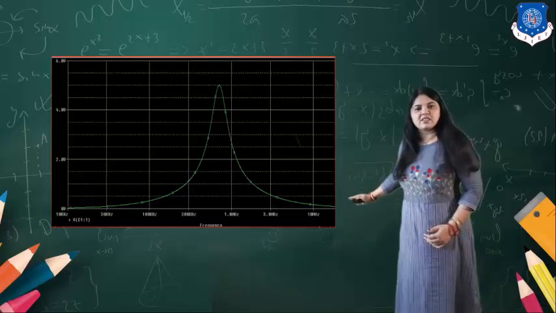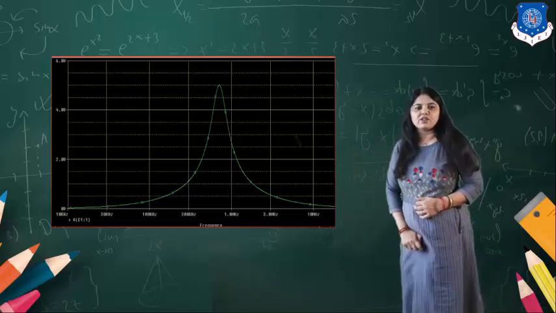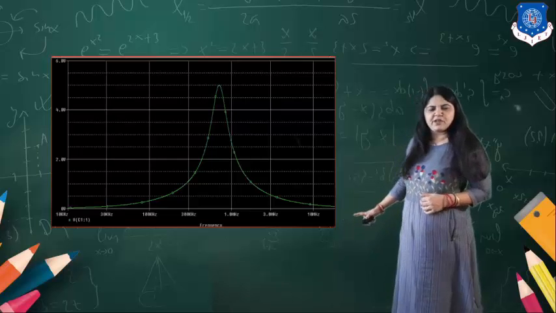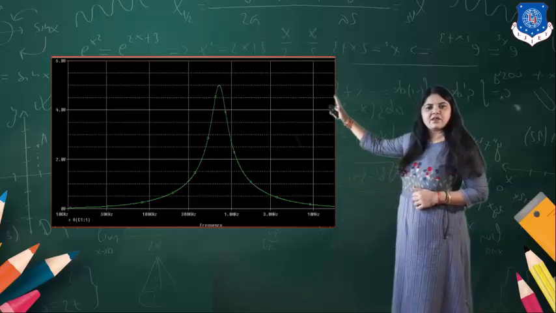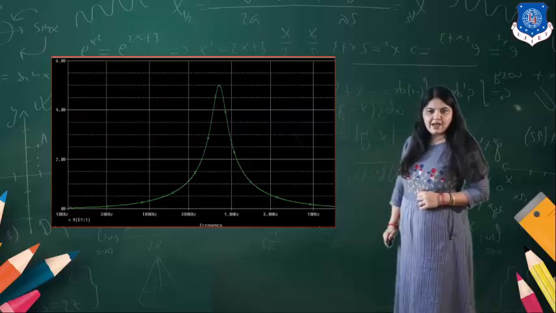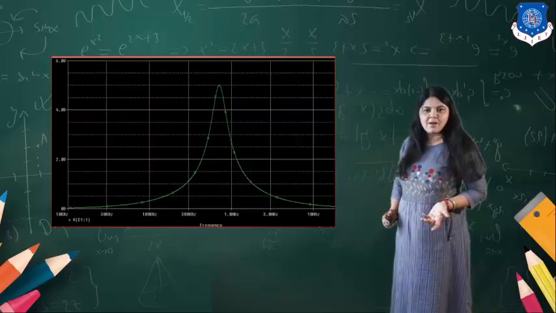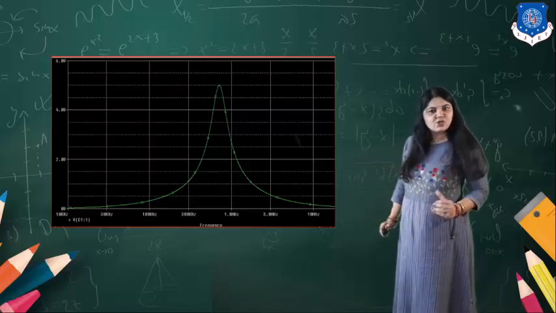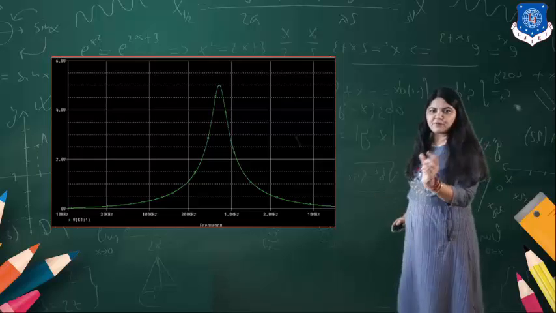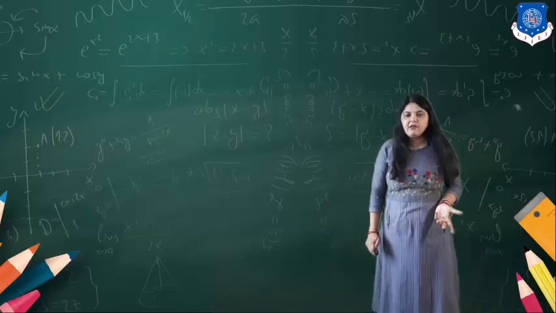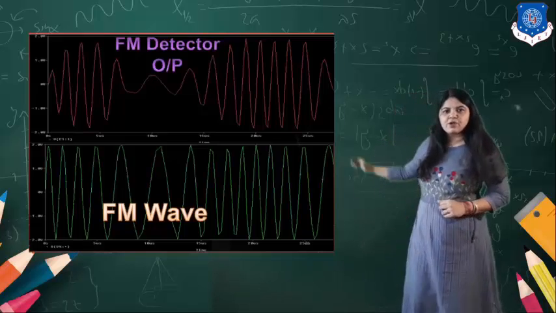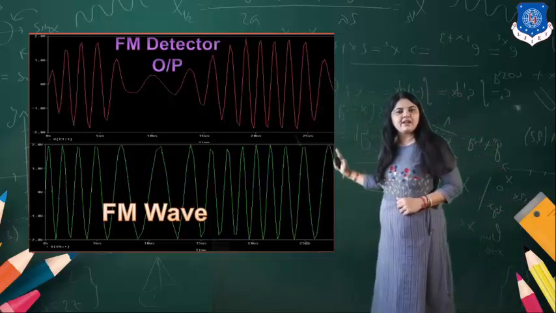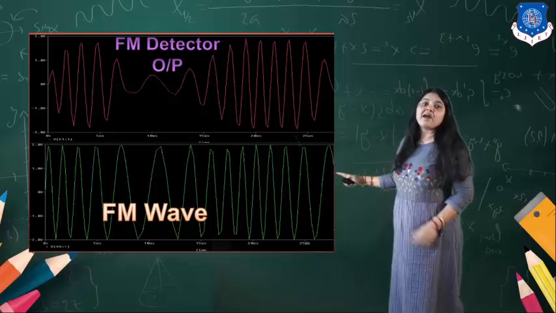Here you can see the transfer curve for the slope detector. For a certain frequency range the output voltage is maximum, while for other frequency ranges it is very low. So you can say that for a limited frequency range it gives us the proper output. This is the FM detector output, and what is it? It is the FM wave.